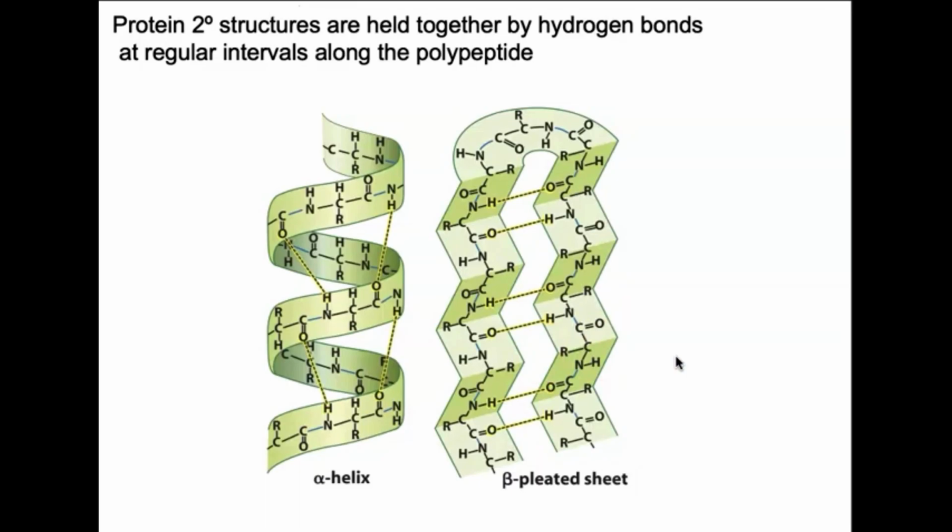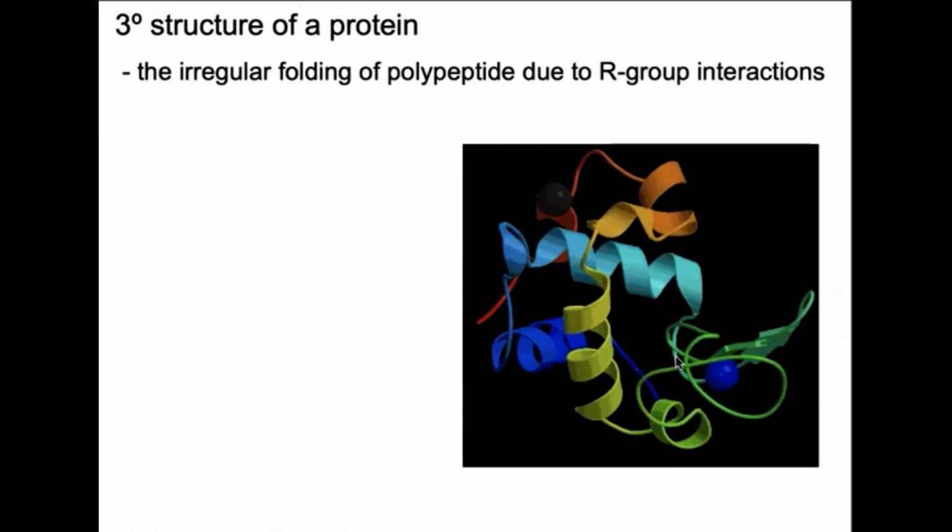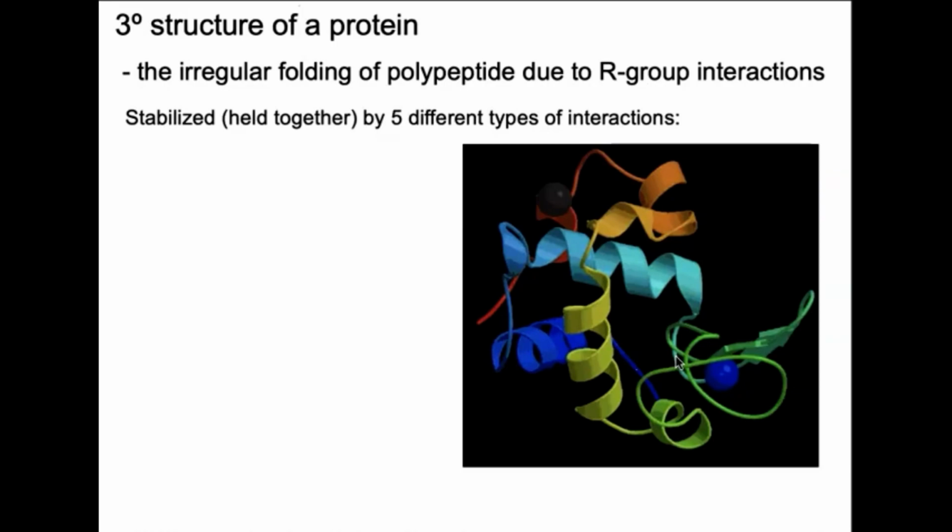the attractive force of those bonds kind of adds up when you have a lot of them in regularly spaced intervals. All right. So now we want to talk about the tertiary structure of a protein. The tertiary or third level structure of a protein is going to be this irregular folding of the polypeptide due to the R group interactions now. It's the first time we've seen the R groups really do anything yet. So this is going to be more complicated.